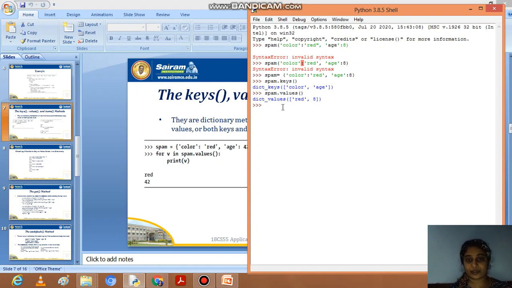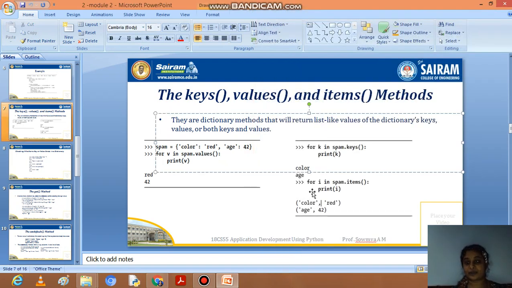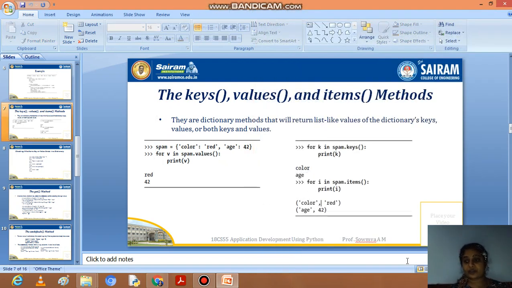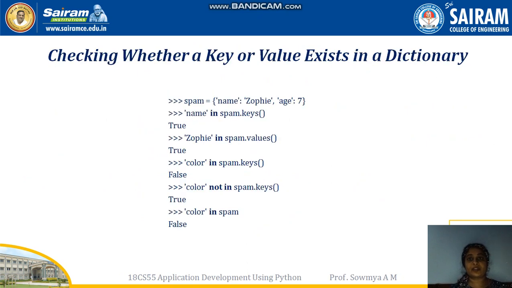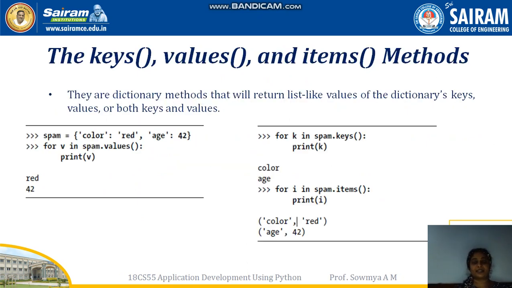And if I give spam.items(), which fetches you the key value pairs. The key and value pairs of the spam are fetched with items. So this is how the keys, values and items functions are used. So here this is about the keys, values, items methods.